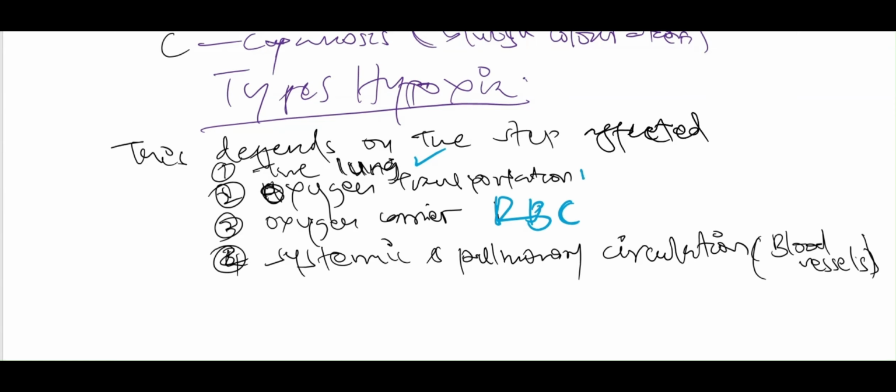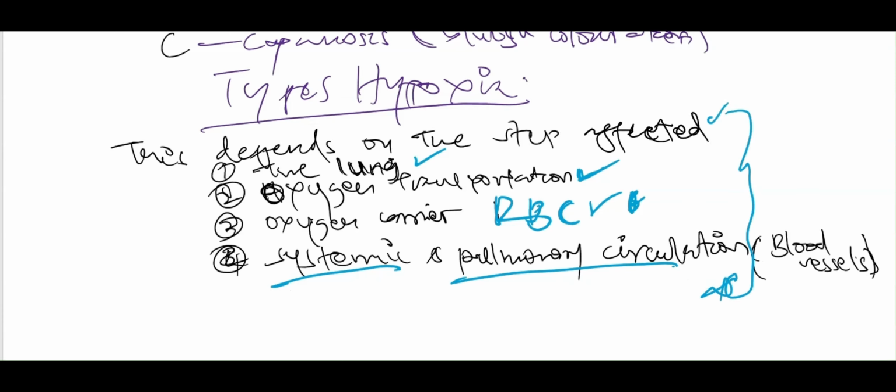Then we have number two, which is oxygen transportation. What transports oxygen? These are the blood vessels, and at the lung we have the alveolus. Then we have the oxygen carrier, that is the blood or RBC, which contains hemoglobin. Then finally we have the systemic and pulmonary circulation. So if any of these are affected, we will end up in hypoxia, either in early stage or in late stage. Now let's discuss the types of hypoxia.